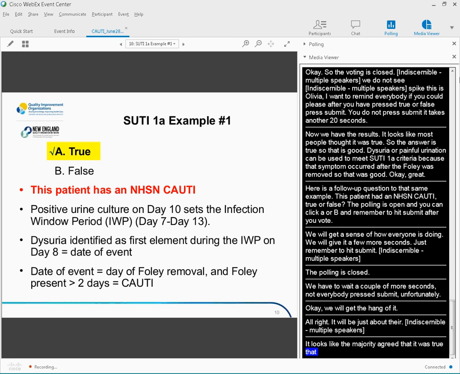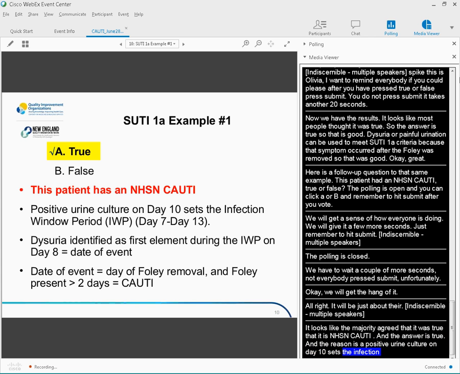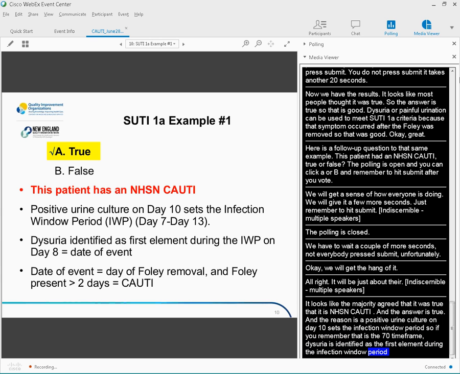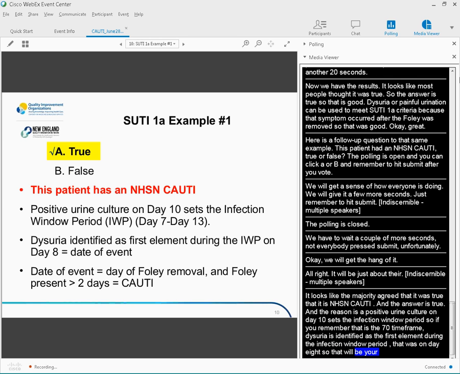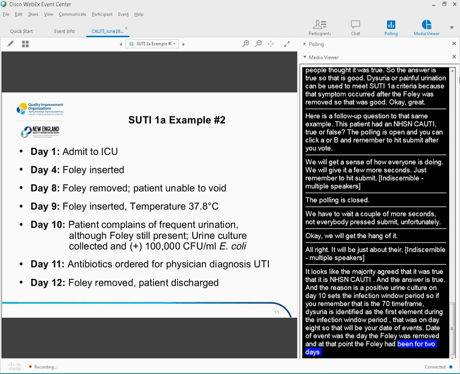And the answer is true. And the reason is the positive urine culture on day 10 sets the infection window period. So if you remember, that's that 7-day time frame. Dysuria is identified as the first element during the infection window period. That was on day 8, so that's going to be your date of event. The date of event was the day the Foley was removed, and at that point, the Foley had been in for greater than 2 days, so it is indeed an NHSN CAUTI. Okay, good job.